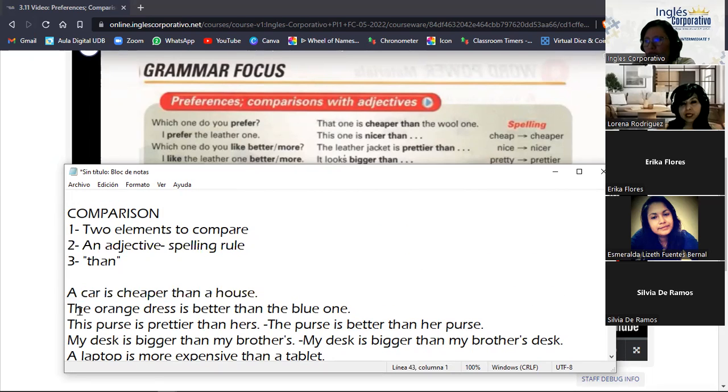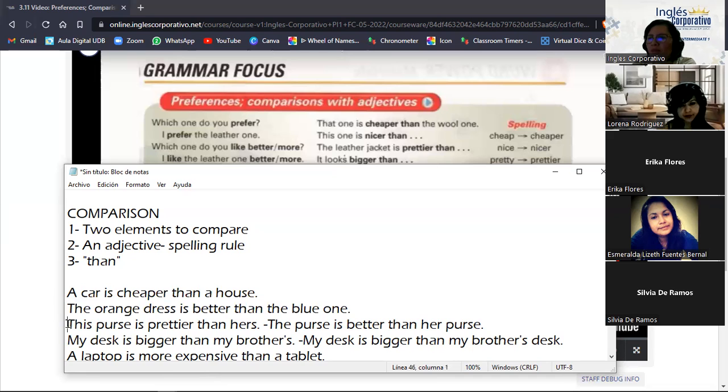Number two, the orange dress is better than the blue one. So in this case, what are my two elements? The orange dress and the blue dress. So I have two different elements, right? An adjective with the correct or the proper spelling rule applied, better. The orange dress is better than the blue one. And then the word than, right? And it's over here. Entonces, ahí tengo completas mis dos primeras oraciones.